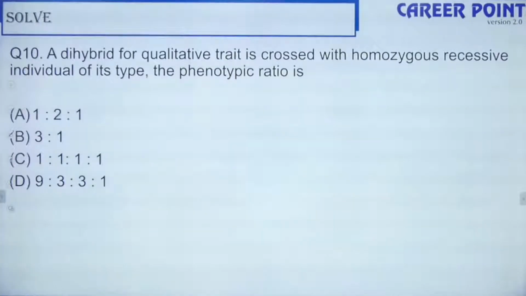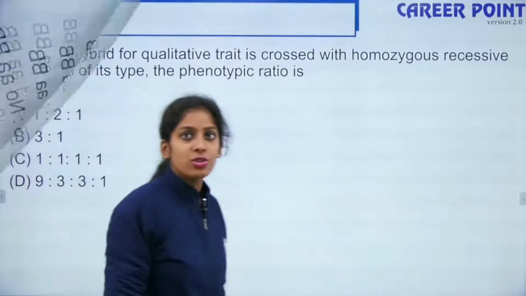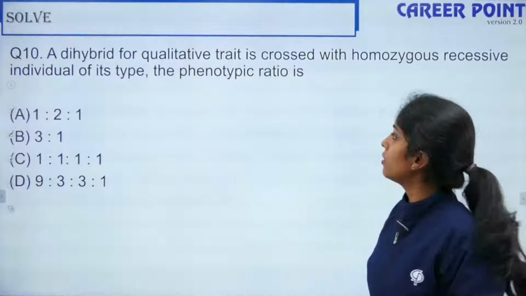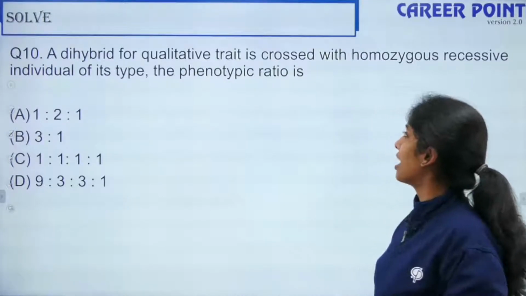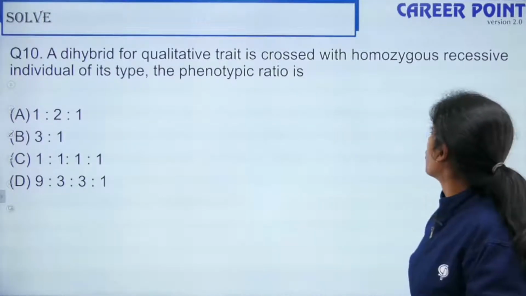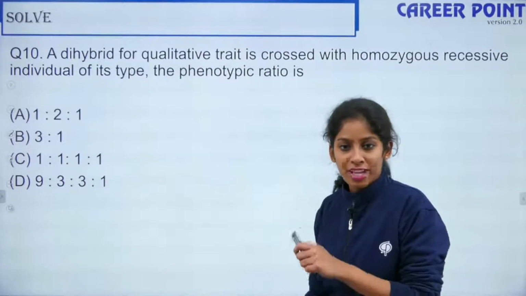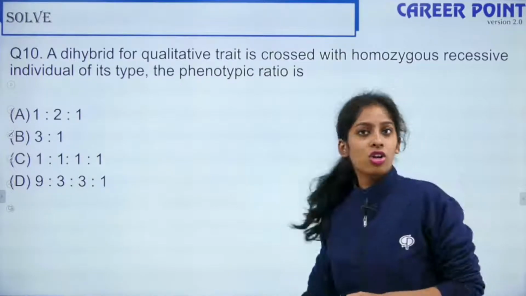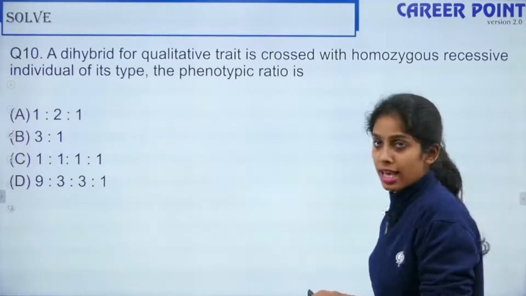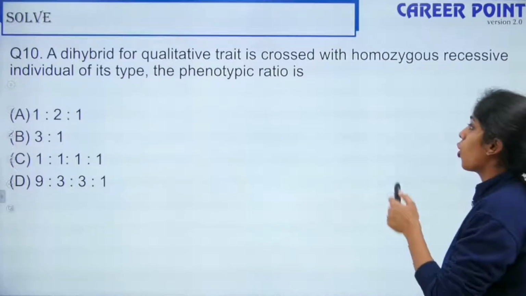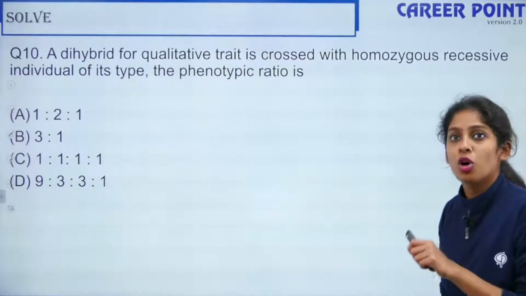Right, so let's move forward. So we are here in question 10. So I guess I have solved question 9. So we move to question number 10 now. A dihybrid for a qualitative trait is crossed with homozygous recessive individual of its type. The phenotypic ratio is. Ma'am, the question might look complex. No, it is not. Let's read it again. A dihybrid for a qualitative trait is crossed with a homozygous recessive individual of its type.